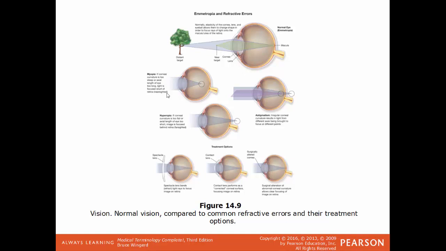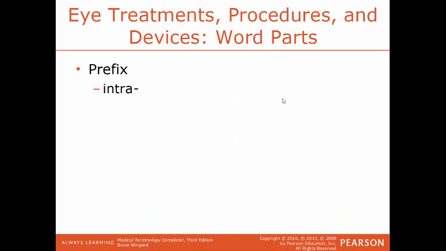Someone who is nearsighted, or has myopia, the image is focused ahead of the retina. So that's why they see things up close fine, but things that are further away become blurry. Someone who is farsighted, or who has hyperopia, the image is focused behind the retina. So they're able to see things far away clearly, but things up close are blurry. And for astigmatism, the cornea has an irregular curvature, so the light isn't directed the right way, so that will lead to blurred vision. So you usually have the image you're looking at being focused on several points, not just one point. Alright, now we'll talk about some eye treatments, procedures, and devices.